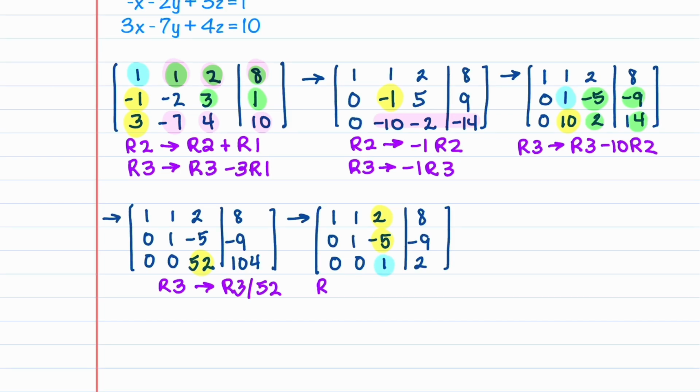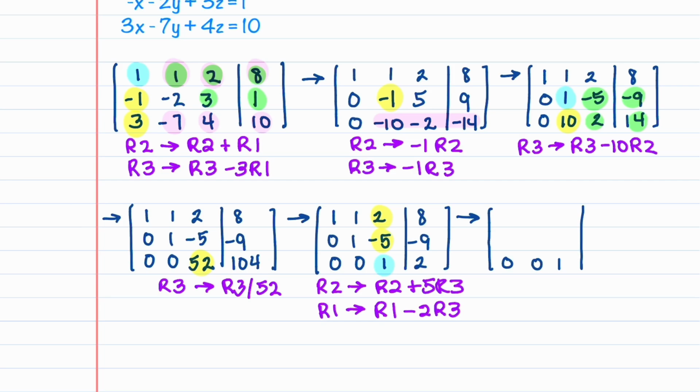We're going to take row 2, and we're going to replace it with row 2 plus 5 times row 3. And then to get rid of the 2, we're going to take row 1, and we're going to replace it with row 1 minus 2 times row 3. Hang with me, we don't have a lot more left. Now, when you do the backward phase of the algorithm, you write the bottom row first. That row doesn't change. 0, 0, 1, and then 2. And then our second row becomes 0, 1, 0.